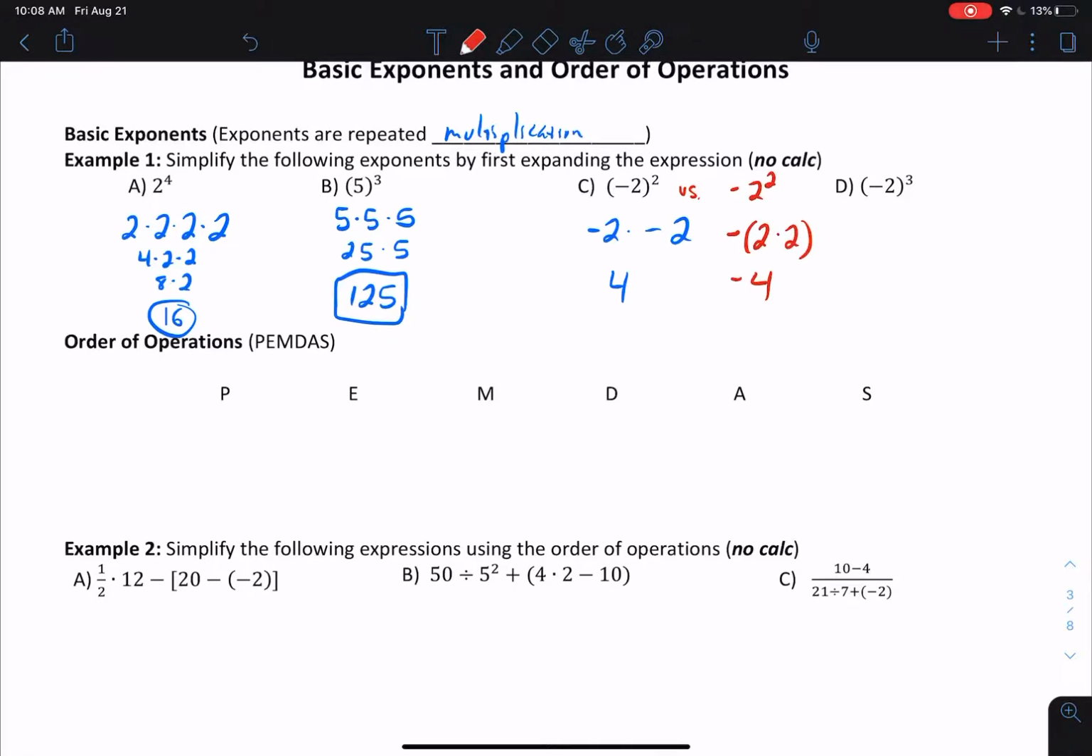Okay, and then the last one is negative 2 in parentheses to the 3rd power. So since the negative is in parentheses, we're taking negative 2 times negative 2 times negative 2. So negative 2 times negative 2, that's going to give me positive 4. I multiply that by negative 2, that's going to give me negative 8. Okay? So it's important to remember what exponents are because we are going to use those in order of operations.